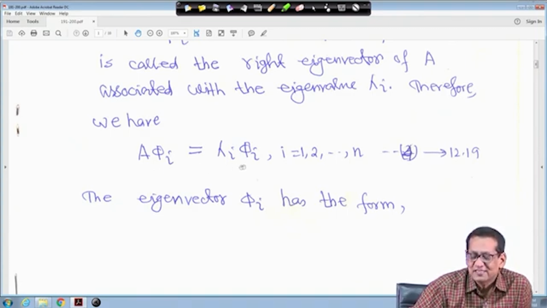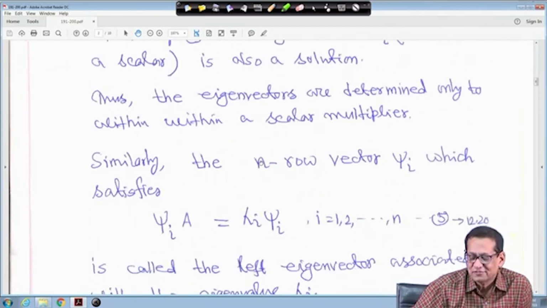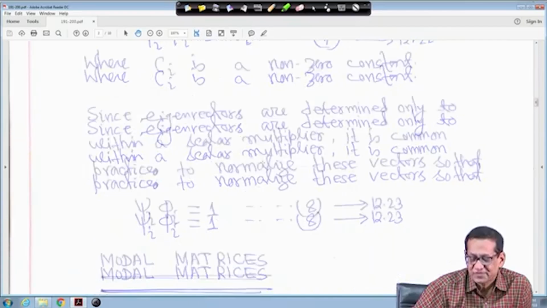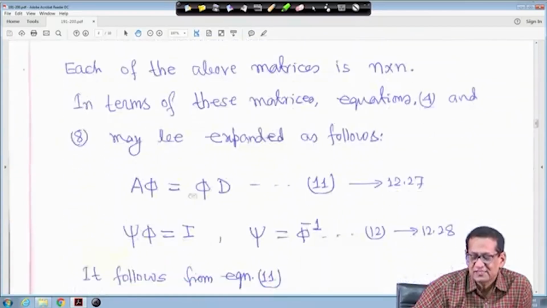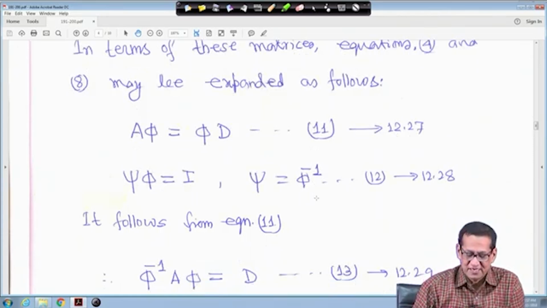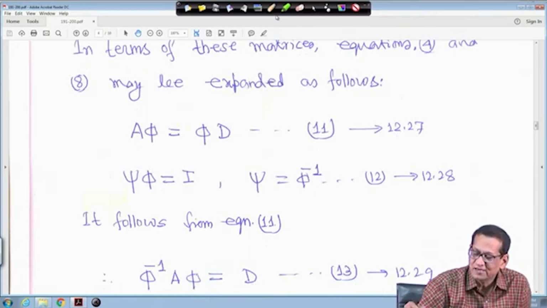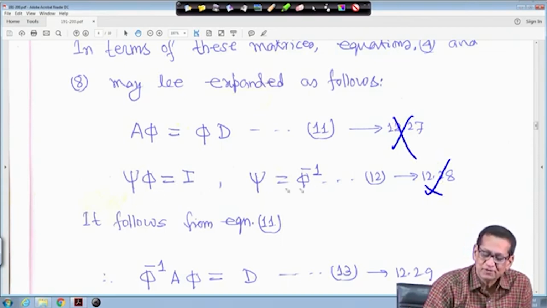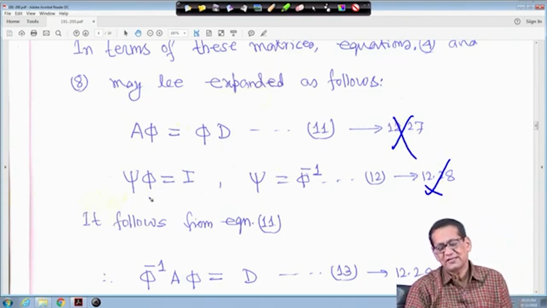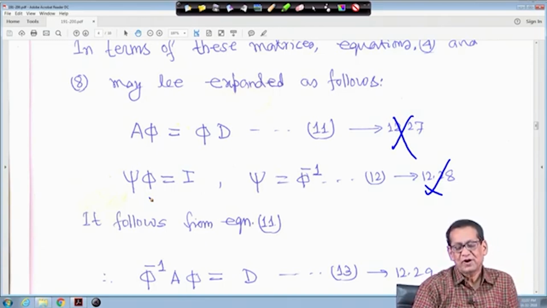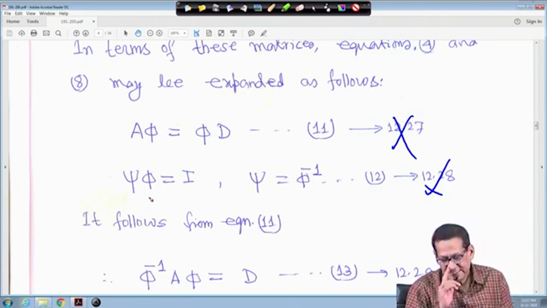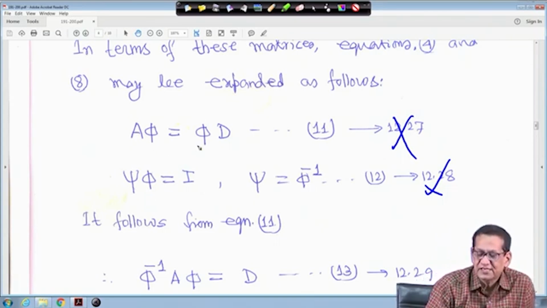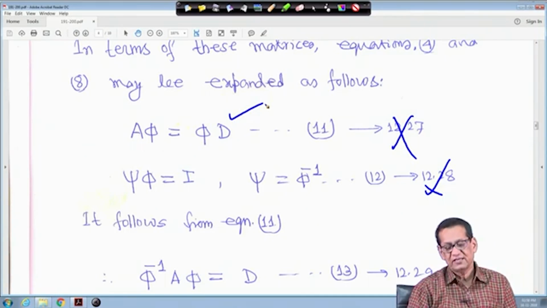In general, we are writing ΦD, because D is a diagonal matrix whose diagonal elements are the eigenvalues λ. So we can write AΦ is equal to ΦD, and that is why we write here AΦ is equal to ΦD, this is equation 11. And we have seen ψi φi is equal to 1. So ΨΦ is equal to the identity matrix, or Ψ is equal to Φ inverse.